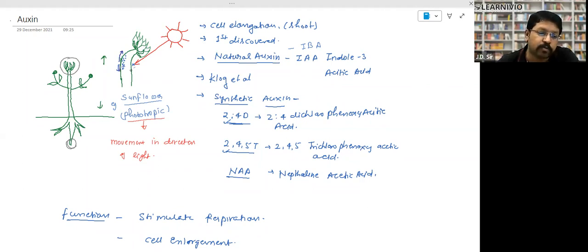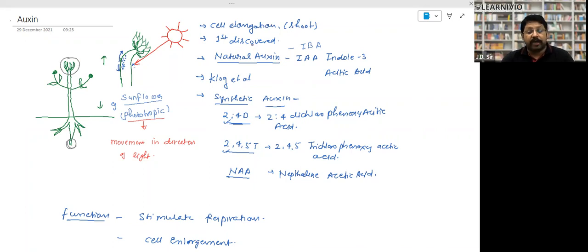So auxin is responsible for cell elongation, and this type of movement is called phototropic movement. Photo means light, tropic means movement, in a directional way. So when the movement takes place in the direction of the light, it is called phototropic movement, right? So what is the first function? The first and foremost function of auxin is phototropic movement. Second, cell elongation. It is responsible for increasing the length of the cell.